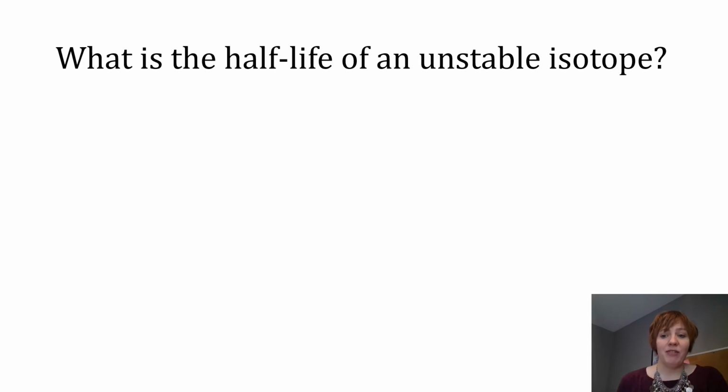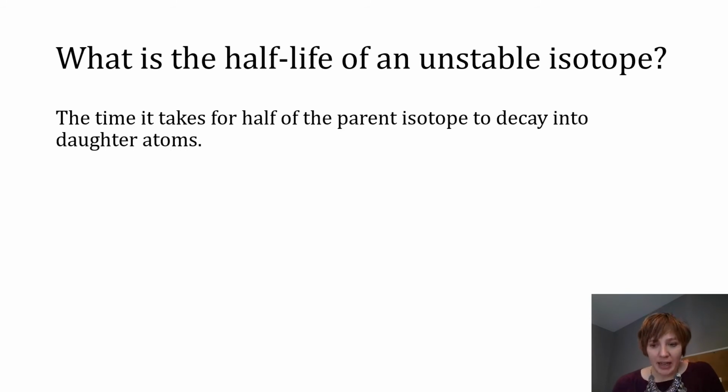All right, half-lives. Half-lives are super important in this process because they enable us to calculate how long it has been since that mineral formed. The formal definition of a half-life is the time it takes for half of the parent isotope to decay into daughter atoms. Note that this doesn't depend on how many atoms you have.